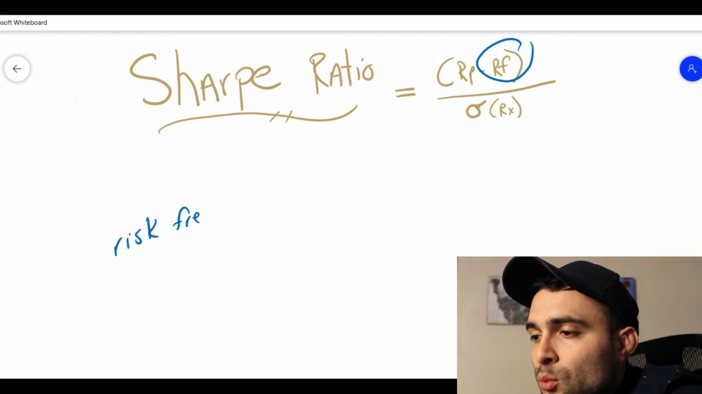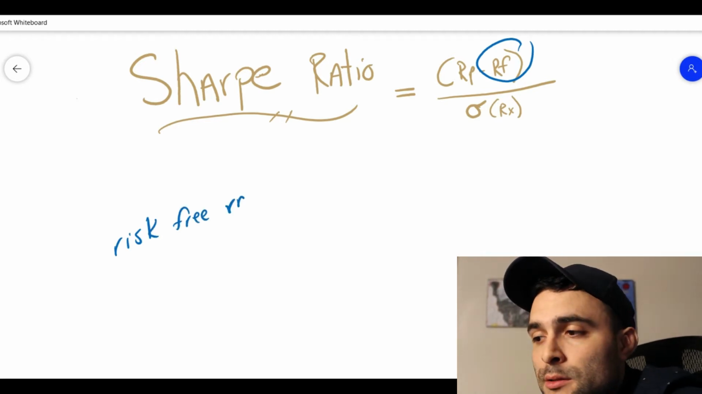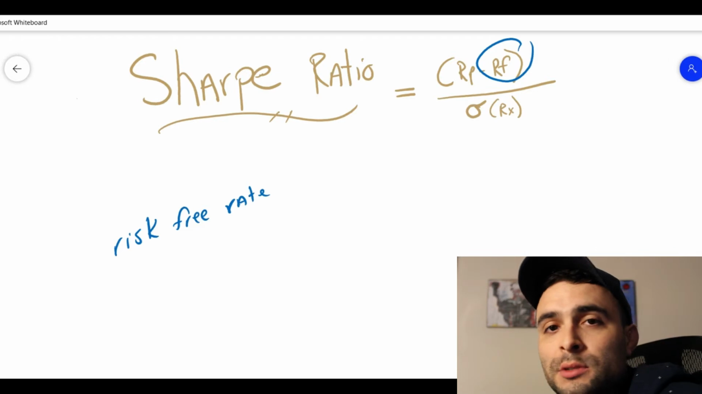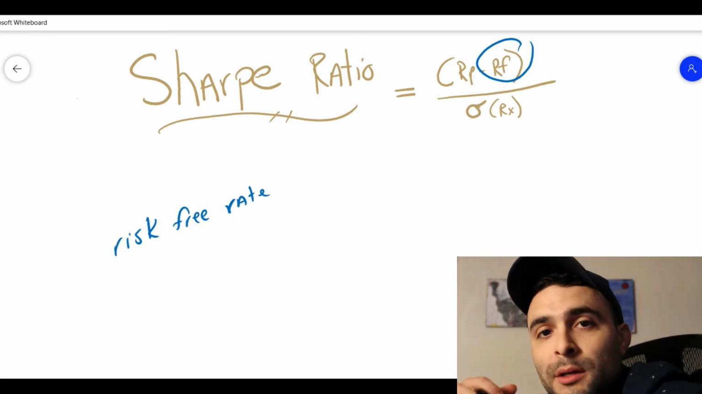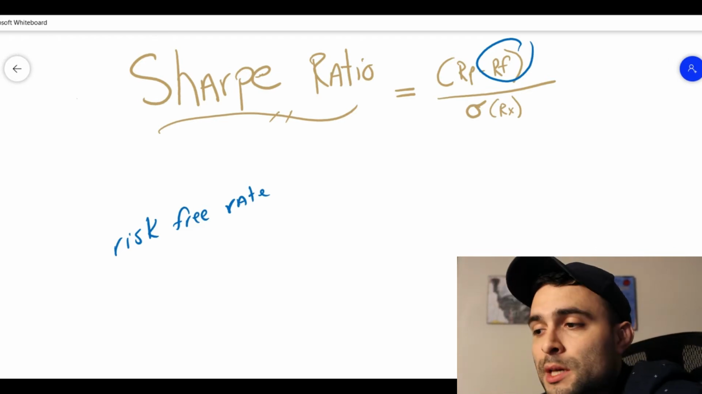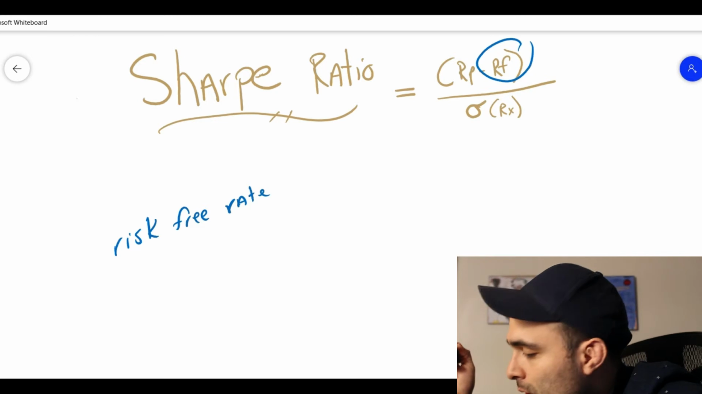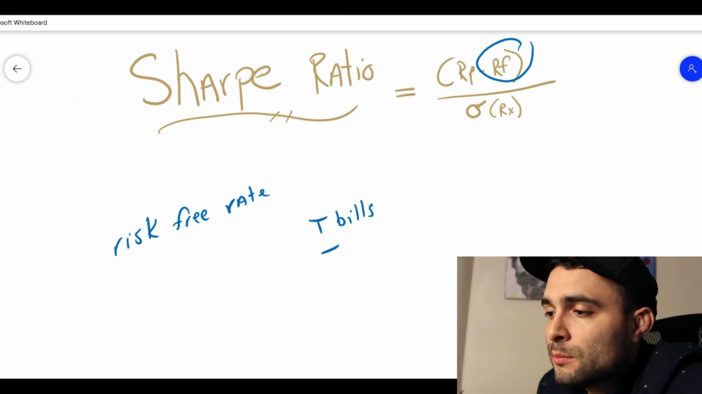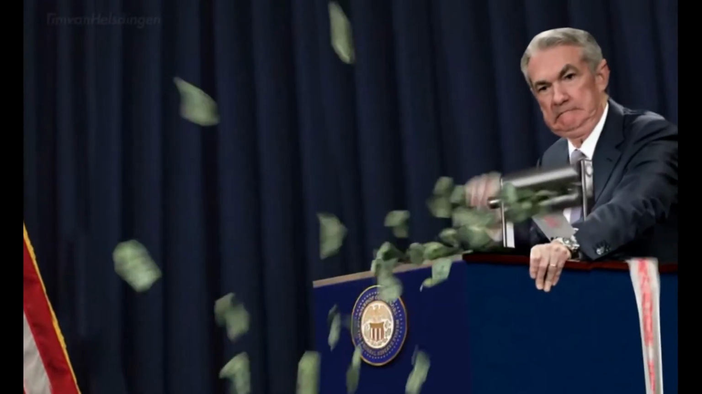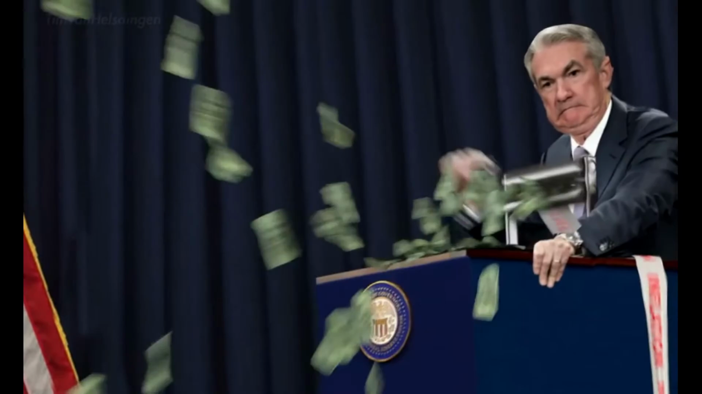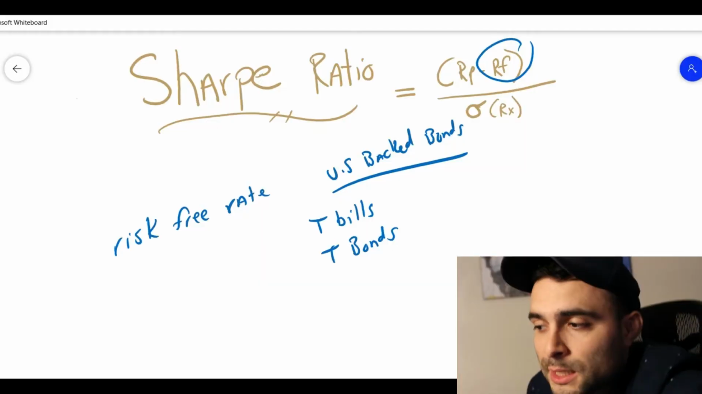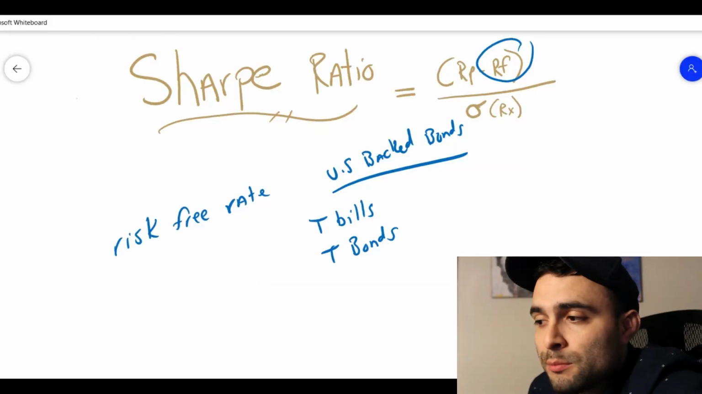Risk-free rate is where you can put your money that has the lowest chance of defaulting, lowest chance of losing money. What's the safest investment? The safest investment is bonds from the government. I said before, if the government doesn't pay you back, you got bigger problems on your hands. T-bills, T-bonds, U.S. backed bonds. They'll pay you back. If it was another country, like Argentina, they wouldn't be the safest.